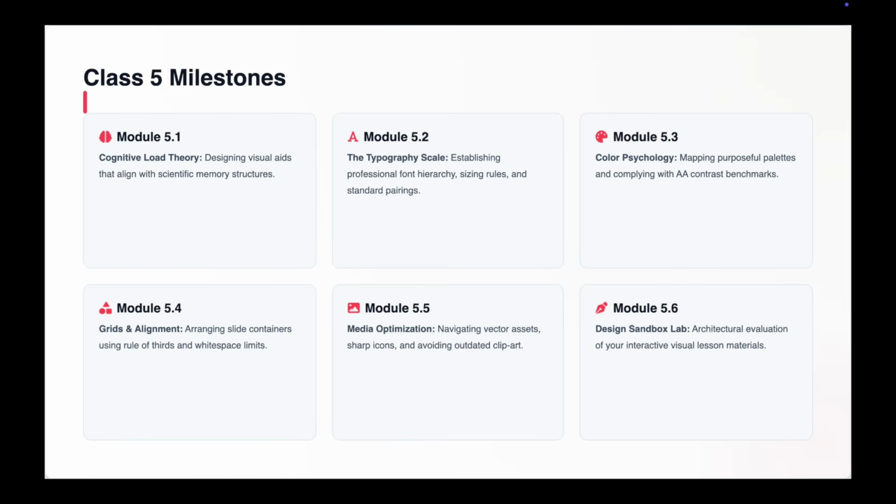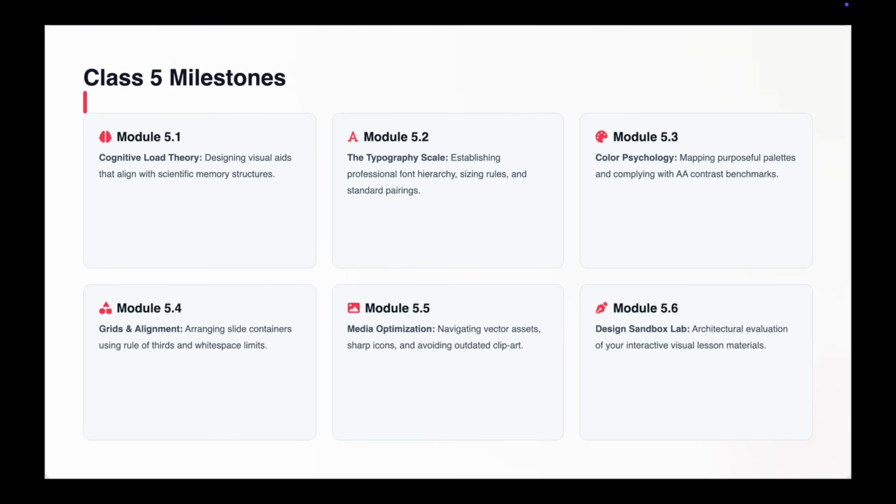To guide our study of visual communication, we have broken today's session into 6 key milestones. First, we will explore Module 5.1, Cognitive Load Theory. We will look at how human memory processes new information and learn design rules that prevent cognitive overload. Second, we will master Module 5.2, the typography scale. We will discuss how to pair fonts, establish a clear text hierarchy, and choose font sizes that are easily readable from the back of any classroom.